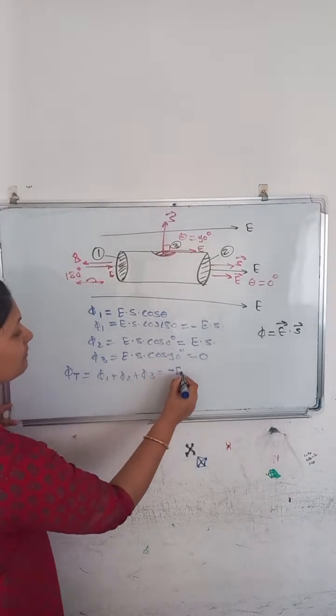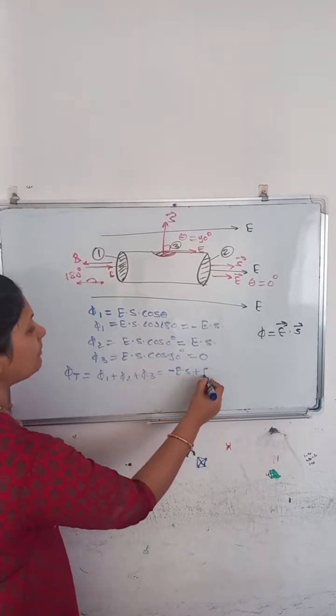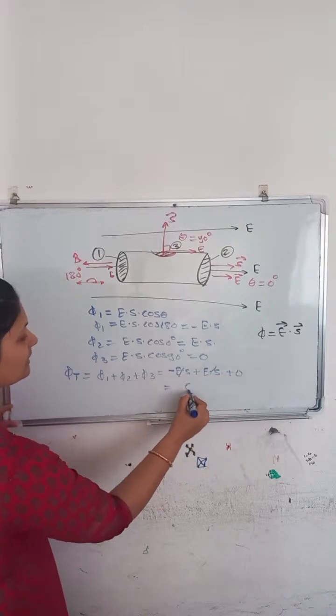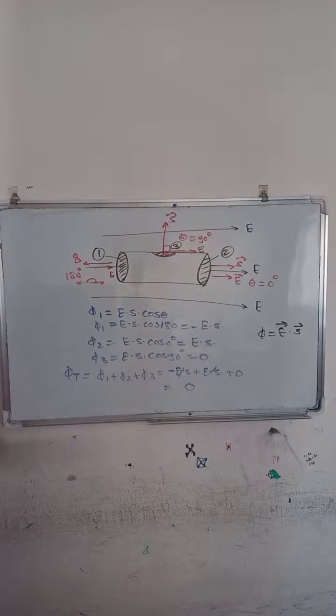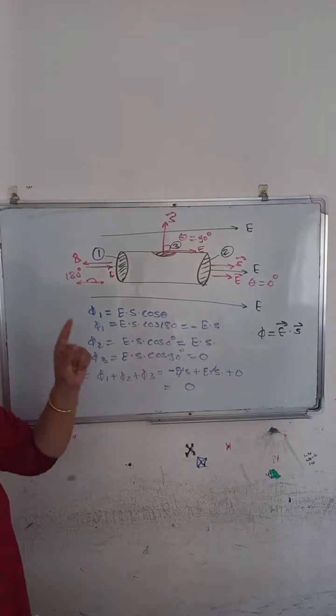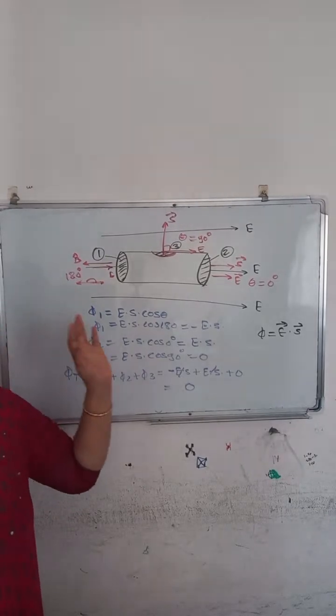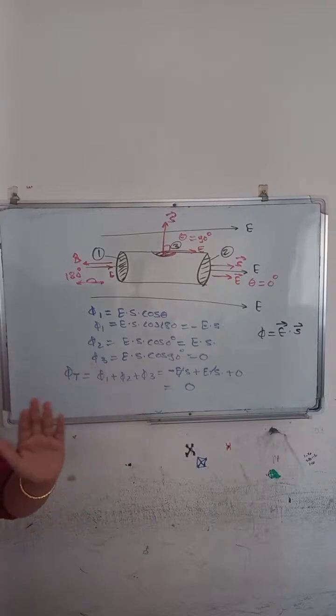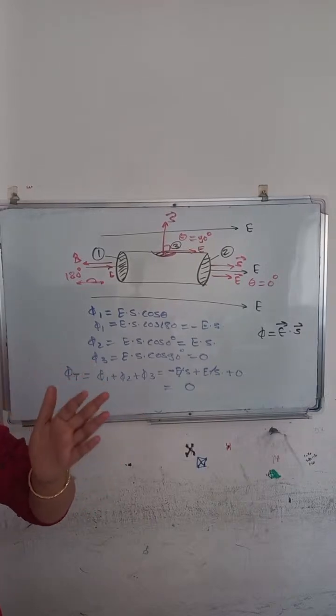That is nothing but minus E into S plus E into S plus 0. So minus and plus get cancelled and we will get the answer 0. So here according to this option, option A is the correct option. Net flux from this is nothing but how much? 0. Getting this?